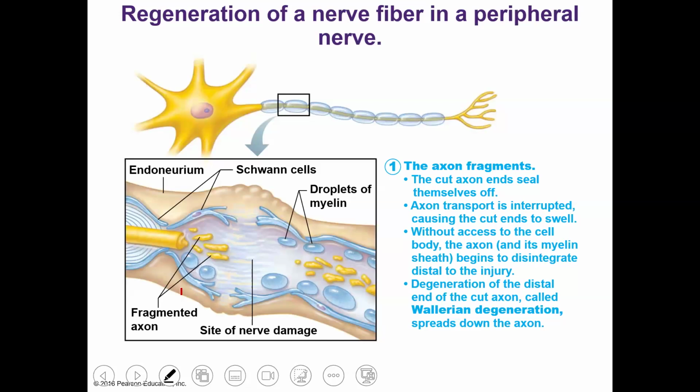So the axon fragments, or it gets damaged. We see the cut here. The cut axon ends seal themselves off. The axon transport is interrupted, causing the ends to swell. Without access to the cell body, the axon and its myelin sheath begin to disintegrate distal to the injury. Degeneration of this distal end of the cut axon is called Wallerian degeneration, and it spreads down the axon.